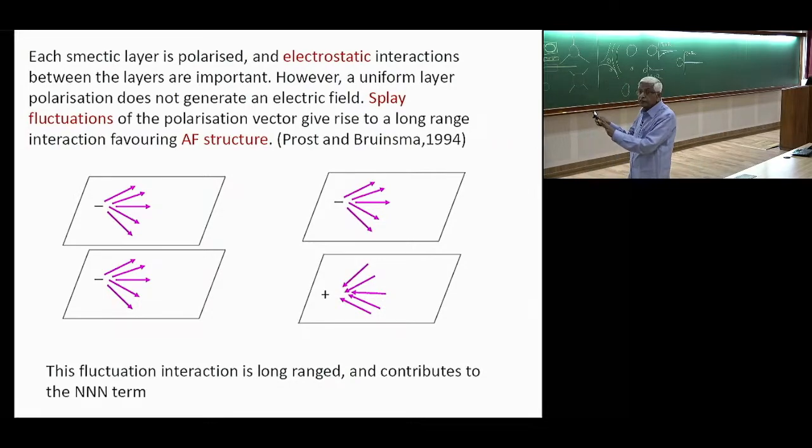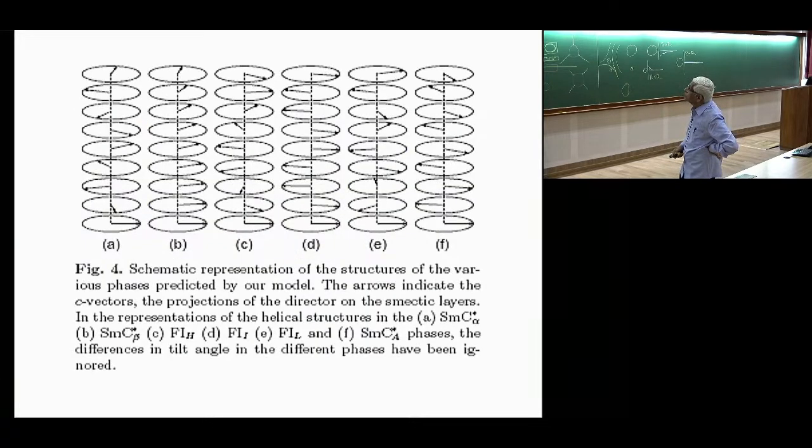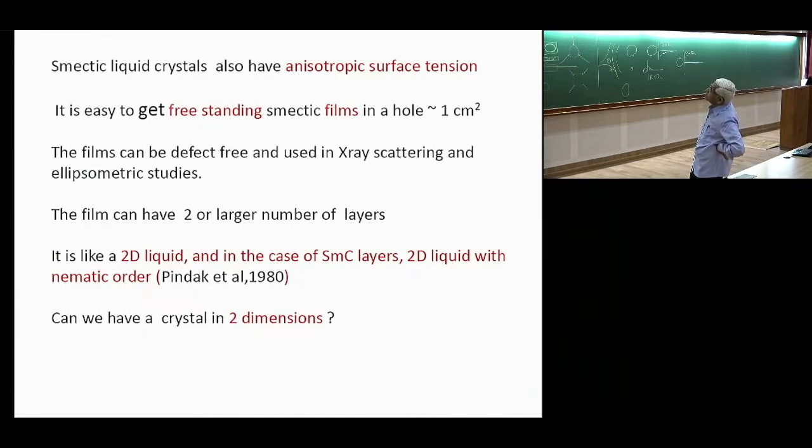In fact, this is what stabilizes most antiferroelectric liquid crystals. I won't go through it because it sort of takes me away from the main topic. And then subsequently, resonance X-ray scattering studies were made on the Ferri phases, and that supports the AN-XY model. This is Mach et al. 1998 who did this experiment. Our model came, I think, in 1996 or so. Anyway, I'm just putting up the picture of the various intermediate phases. I won't have the time to describe that.